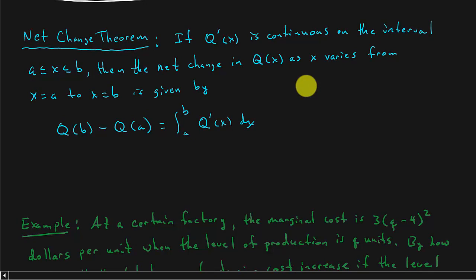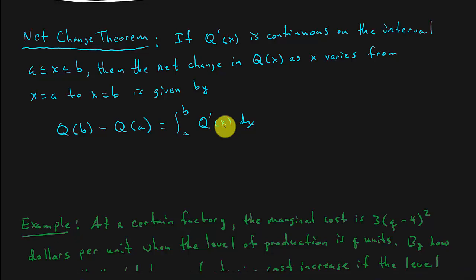It says if q prime of x is continuous on the interval a to b, then the net change in q of x as x varies from a to b is given by q of b minus q of a, which is equal to the integral from a to b of q prime dx. All right, so let's use this to solve these next problems.